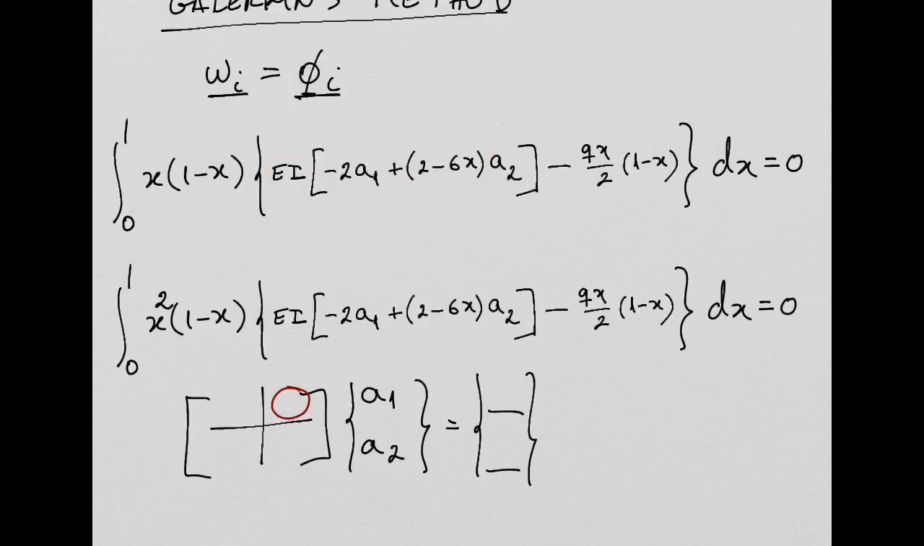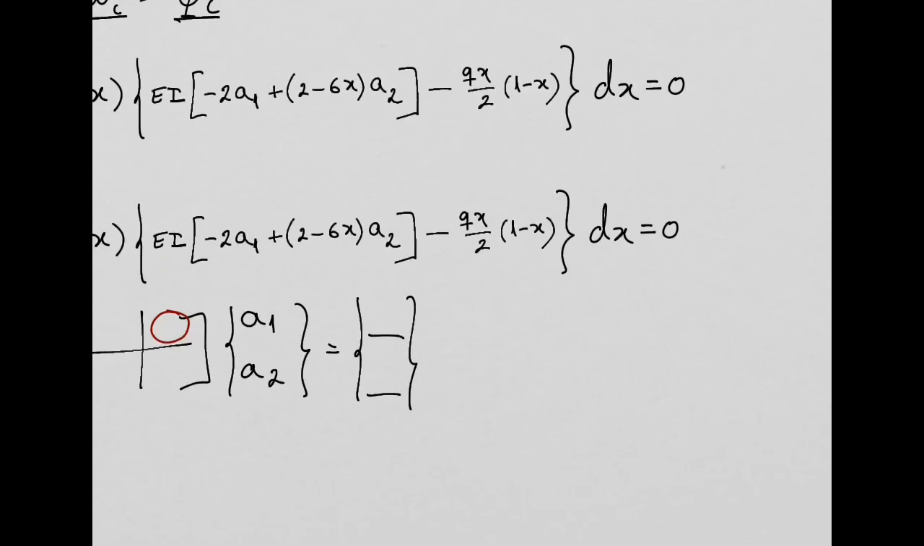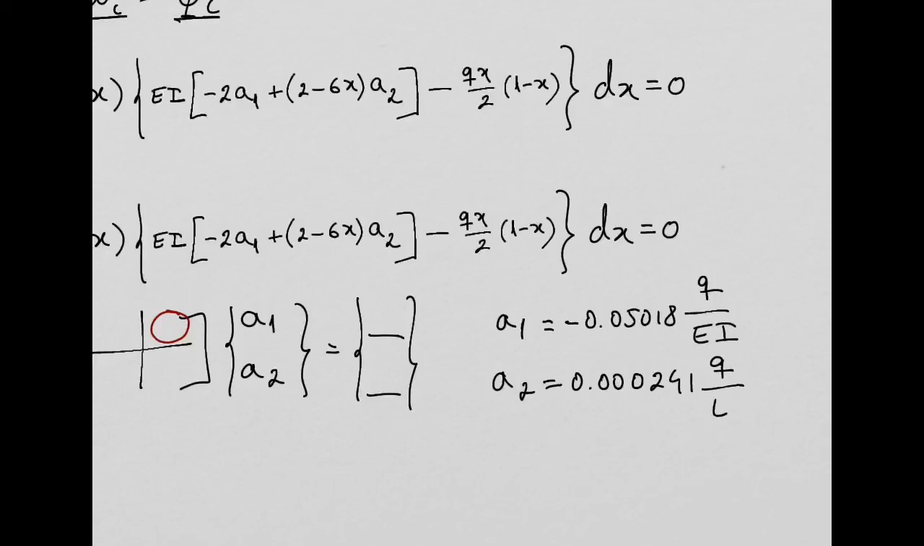So, if you do all of this, you will get a system of 2 equations for 2 unknowns, which are A1 and A2. And if you do that, you get A1 equal to minus 0.05018 Q over EI, A2 equal to 0.000241 Q over EI.